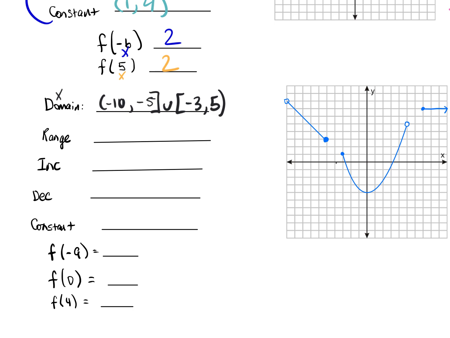We've got another gap in our graph, so we start touching graph again where? 7. Bracket or parentheses? Bracket. 7 until when? Infinity. Parentheses. Now let's do the same thing with our range.